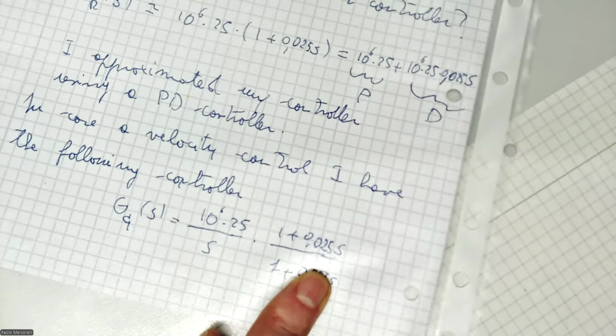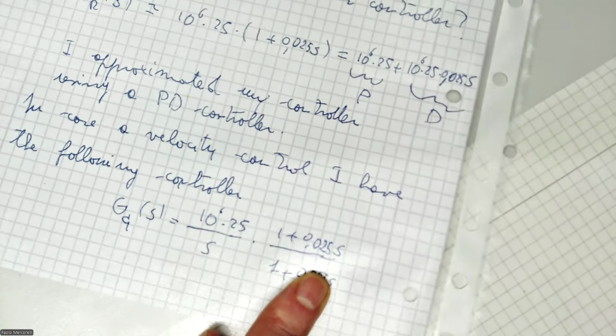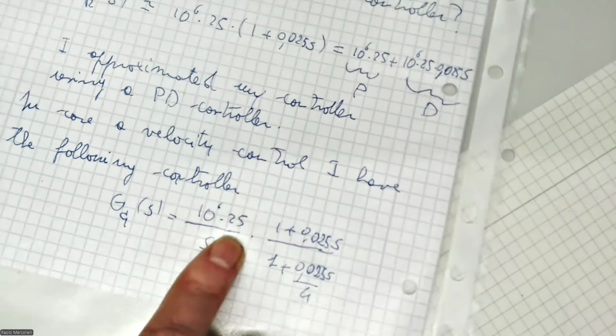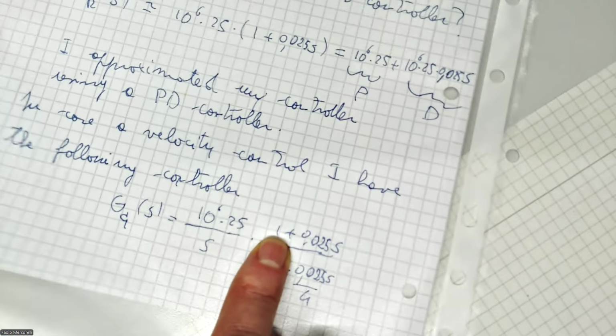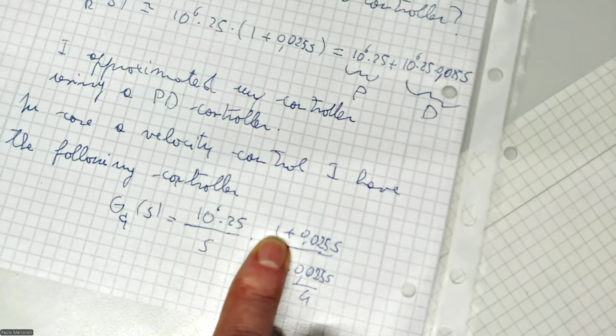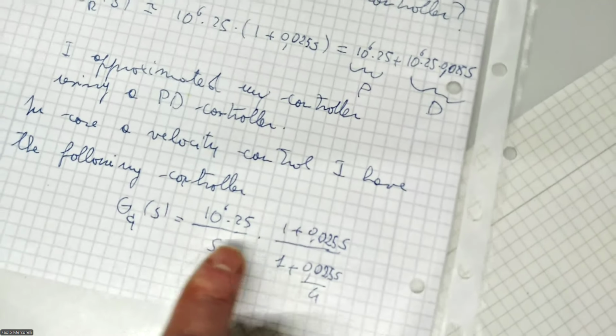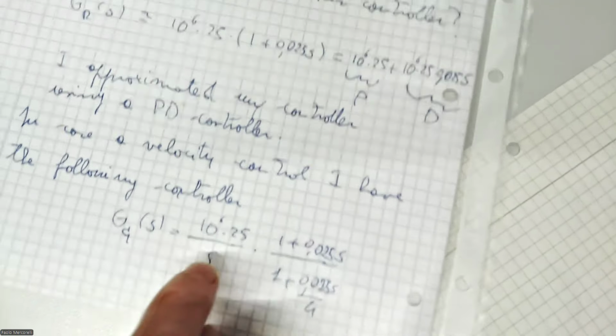I don't know if it's visible. If I multiply this by 1, I have an integral action. 1 divided by S reflects the integration in time. If I multiply this by this, I can cancel S. I have just a constant. This means a PI controller.